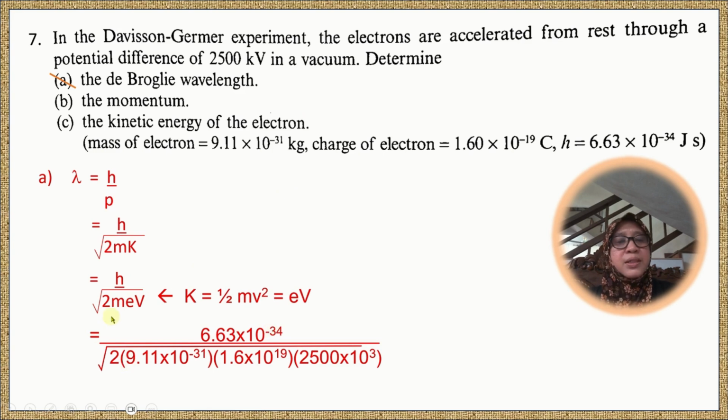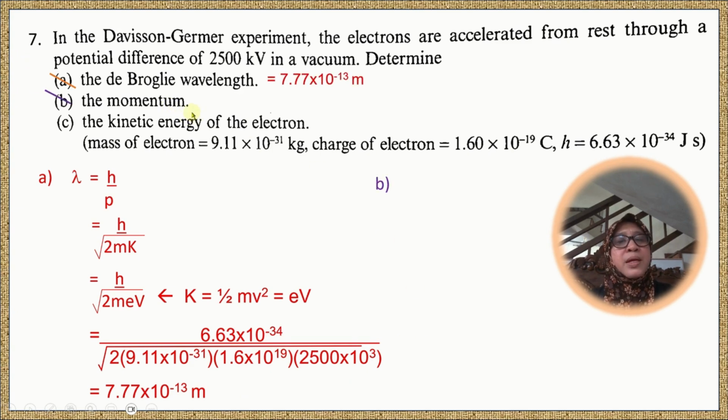Planck constant, 2 mass of the electron, and electron charge 1.6 times 10 to the power of negative 19. Okay, there is a mistake there, typing error, negative 19, and the voltage is in kilovolt, so convert to volt. So the answer is 7.77 times 10 to the power of negative 13 meter. Okay, so now next is the momentum.